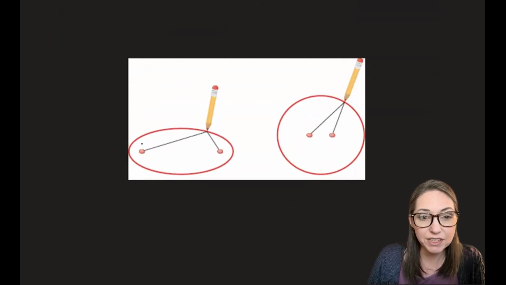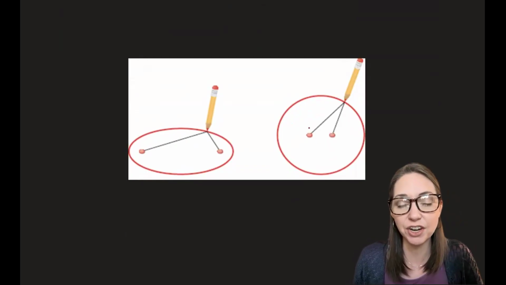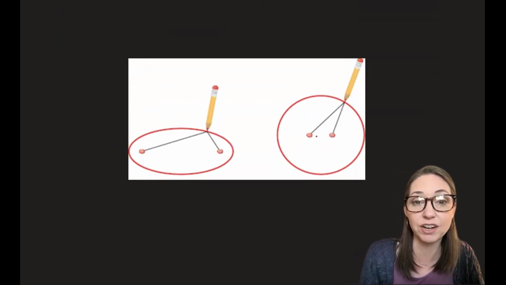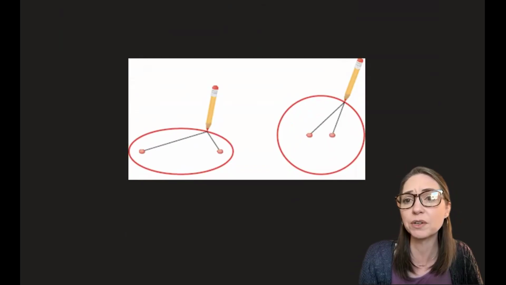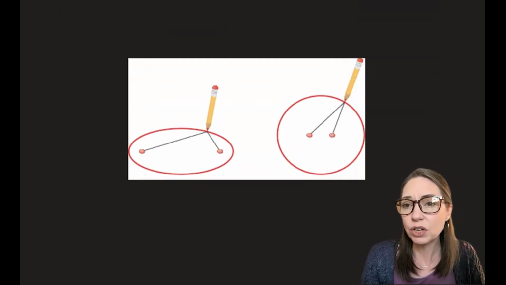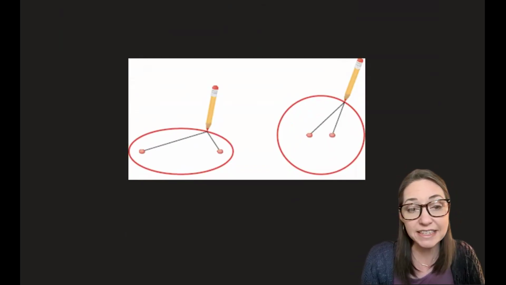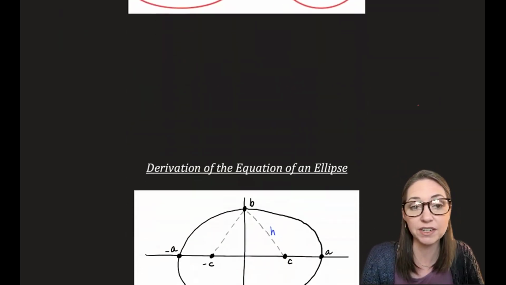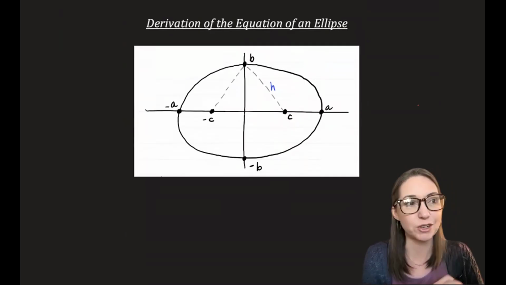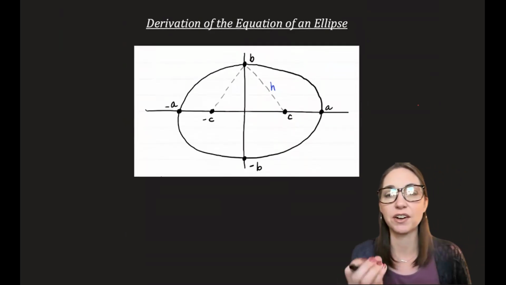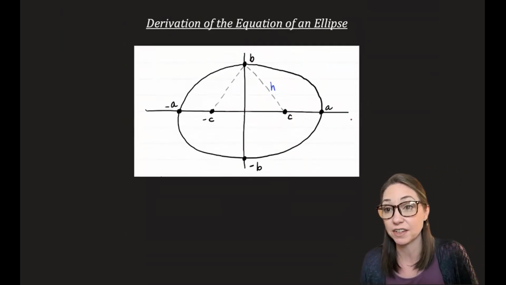These two foci are placed rather far apart. When foci are far apart, that makes it more elliptical. Or if you put your two thumbtacks, your foci, closer together, you're going to get something nearly circular in shape. So what we're going to do today is look at where this equation for an ellipse comes from. Particularly, we're going to center it at the origin because that makes the algebra a lot easier. And it's really not that hard to shift it once you have this equation.